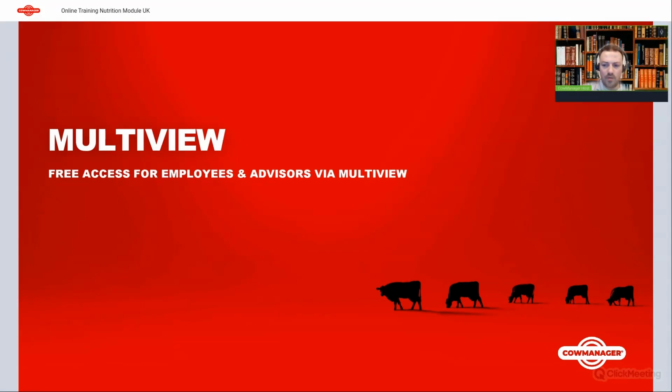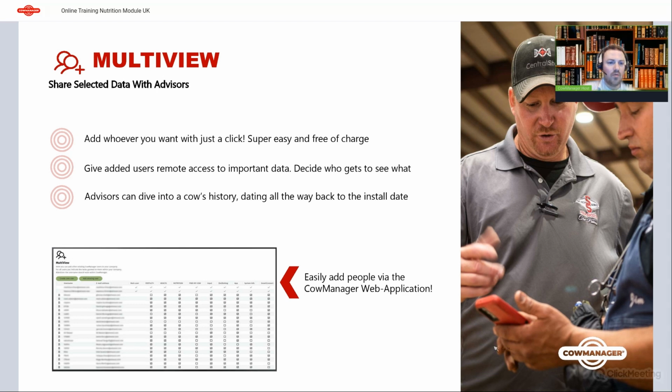You don't have to do this alone. You don't have to do this all by yourself. There's also a functionality we call multi-view. It's free of charge. It's not related to the nutrition module, but it's most of use with the nutrition module. You can give access towards everyone you want to have access to the CowManager system. They don't have to pay, you don't have to pay extra. It's also there if you just have the fertility module. You decide who you give access to.